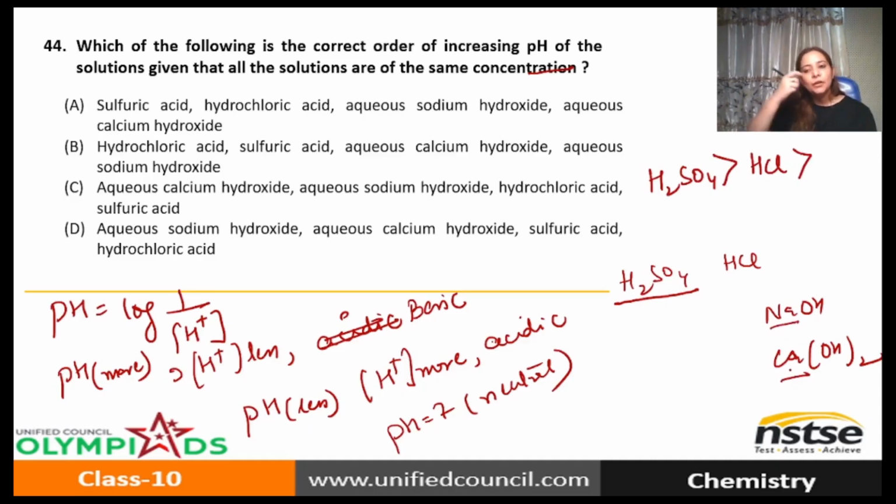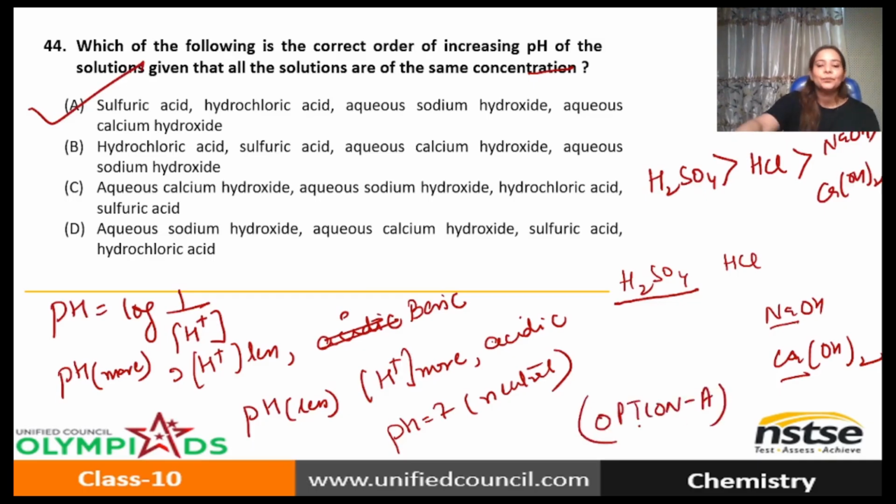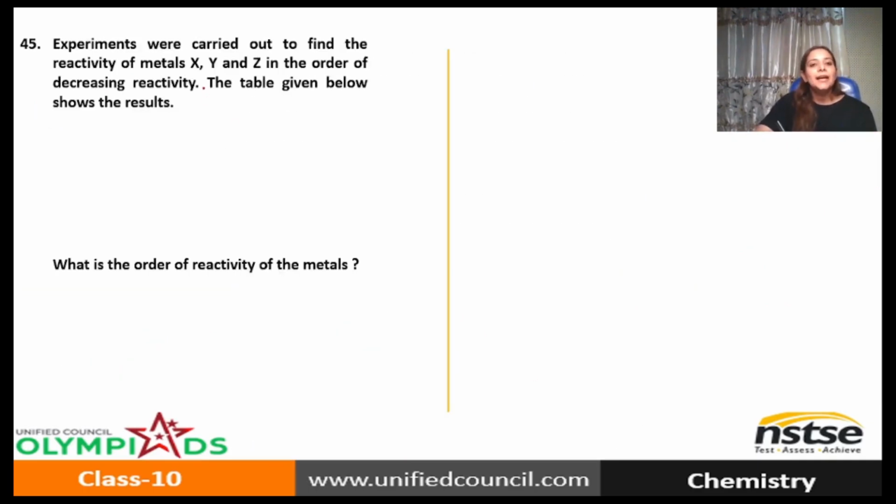NaOH or calcium hydroxide. See, calcium hydroxide will give 2 hydroxide ions, and NaOH will give only 1 hydroxide ion. So what comes next? NaOH, and then your calcium hydroxide is going to be more alkaline. So option A is the correct answer. Which option is correct, students? Option A.